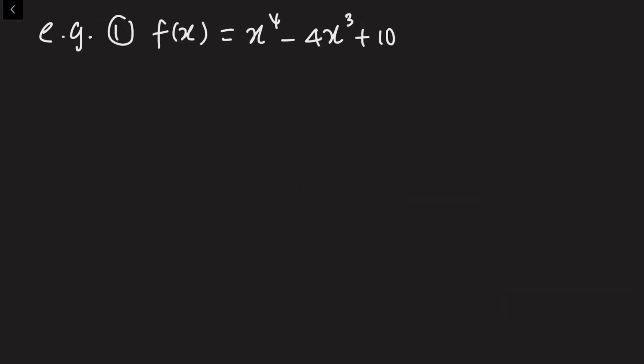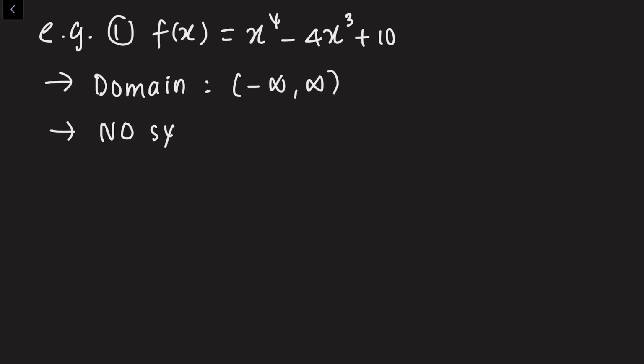Now we'll look at the first example, which is an easy one. f of x equals x to the 4th minus 4x cubed plus 10. The first thing that you need to determine is the domain. Luckily this is not a rational function or anything crazy, so it is just from negative infinity to infinity. You can take any values. And this function is neither even nor odd, so there will be no symmetries.